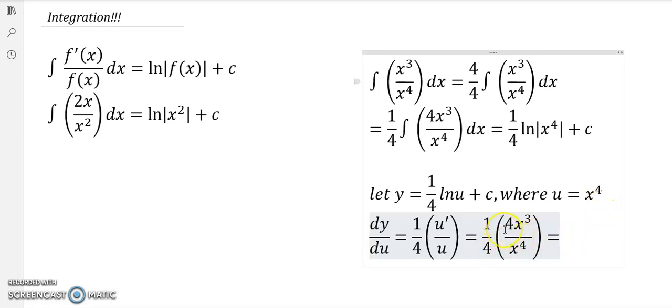4 and 4 will cancel, then we will be left with x to the power 3 divided by x to the power 4. As you can see, guys, that there is no inconsistency, because when we derive this one, we still get the original equation.